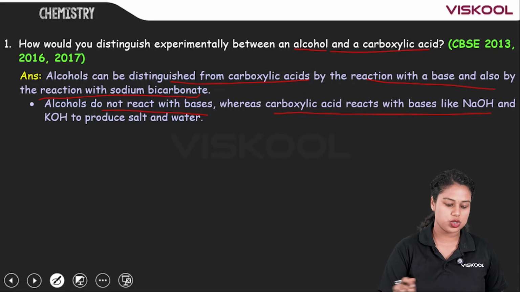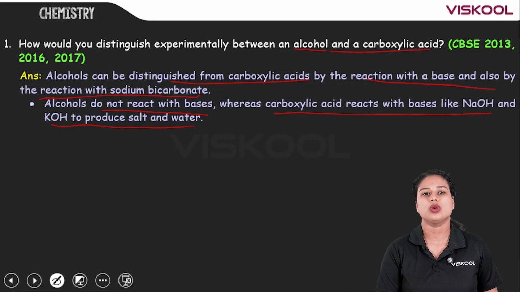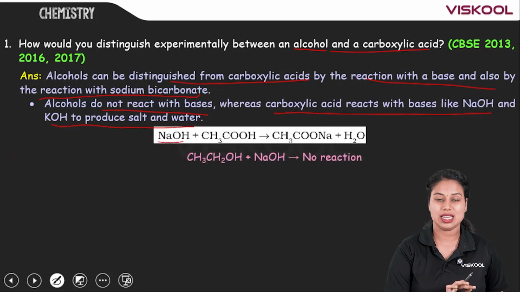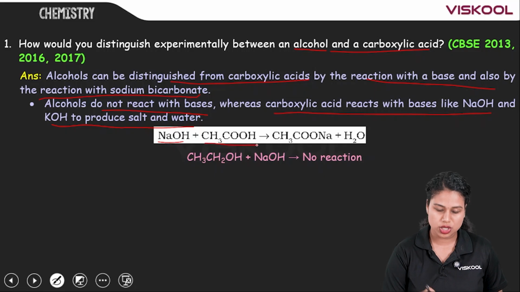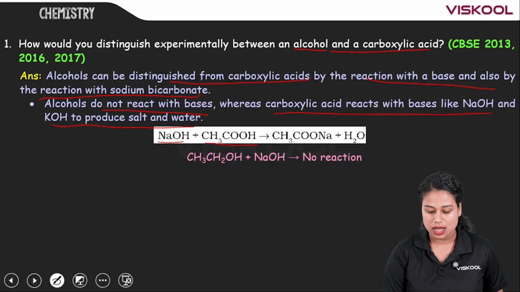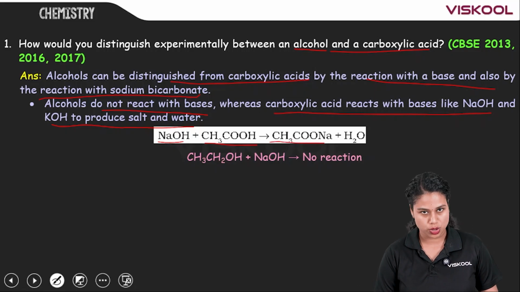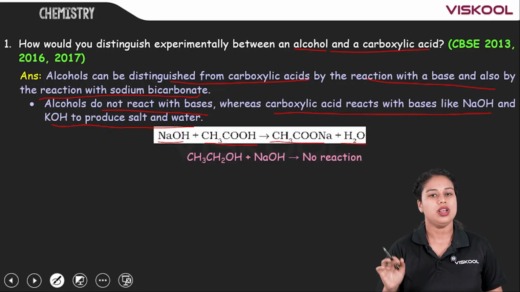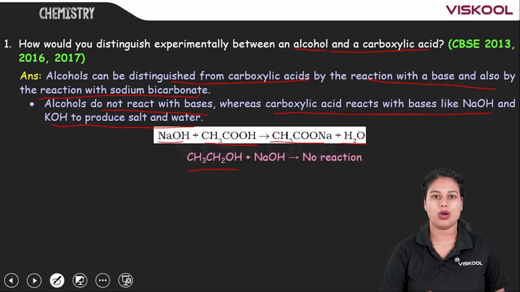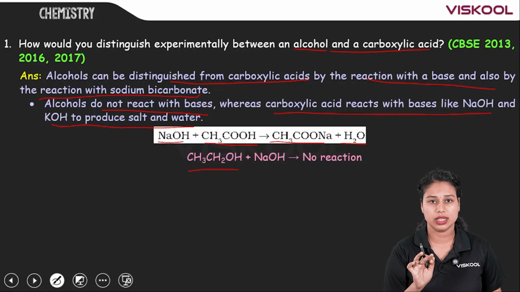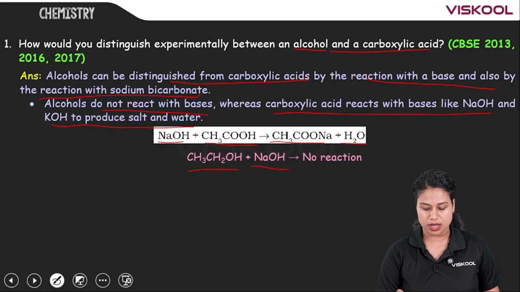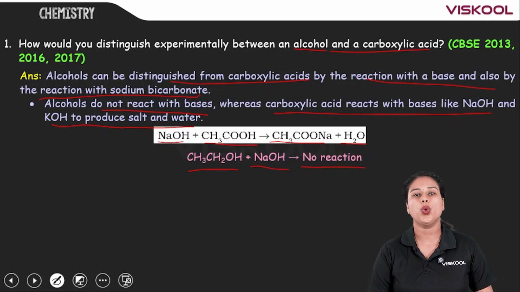So alcohols do not react with bases, whereas carboxylic acids react with bases like NaOH and KOH to produce salt and water. We can write the reaction as sodium hydroxide, NaOH, on reaction with a carboxylic acid like ethanoic acid or acetic acid, resulting in the formation of salt along with water, whereas if we take an alcohol like ethanol instead of the carboxylic acid, on reaction with a base like sodium hydroxide there will be no reaction.